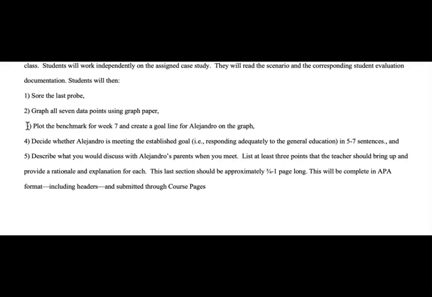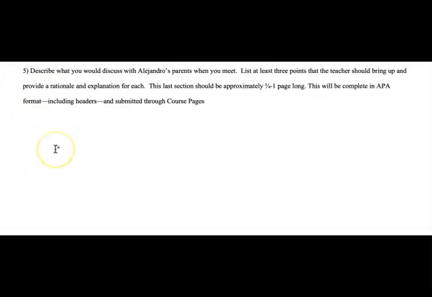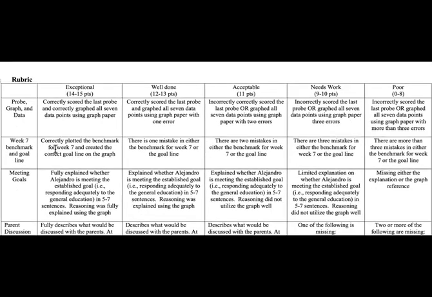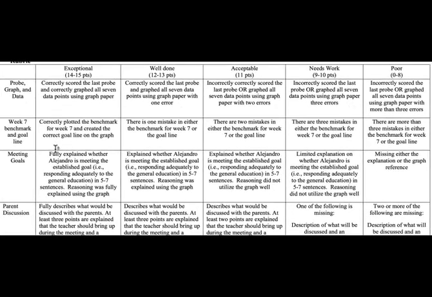Now, when you are doing this, this is the rubric you're going to be graded on. I'm going to be focusing particularly on the exceptional because I know that's what y'all strive for, and I know that's what I'm going to see on the work I'm grading. So let's look at the exceptional here. The first thing we're looking for is the probe, graph, and data. Did you correctly score the last probe and correctly graph all 7 data points using the graph paper? If you did, you're looking at a 15.